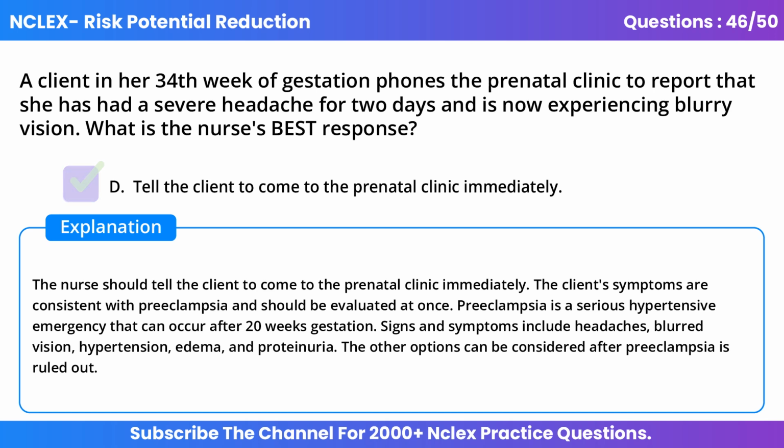Preeclampsia is a serious hypertensive emergency that can occur after 20 weeks gestation. Signs and symptoms include headaches, blurred vision, hypertension, edema, and proteinuria. The other options can be considered after preeclampsia is ruled out.